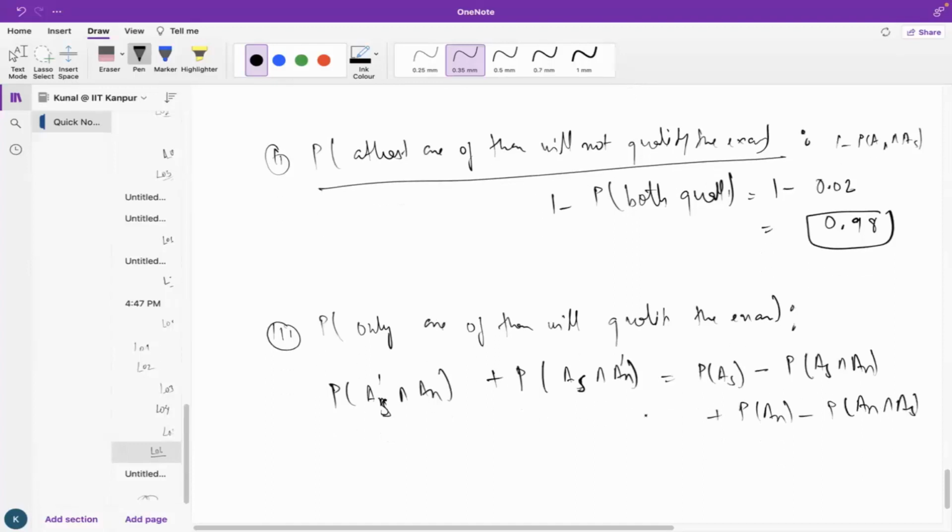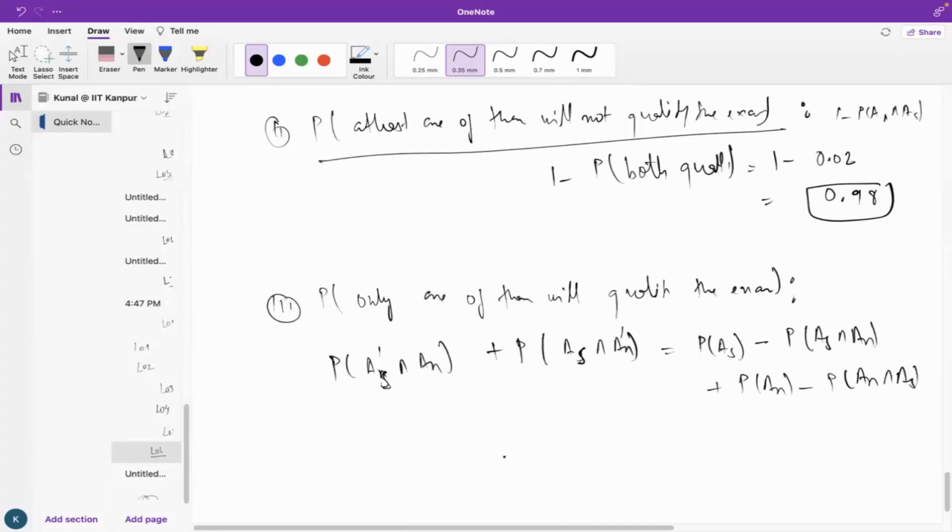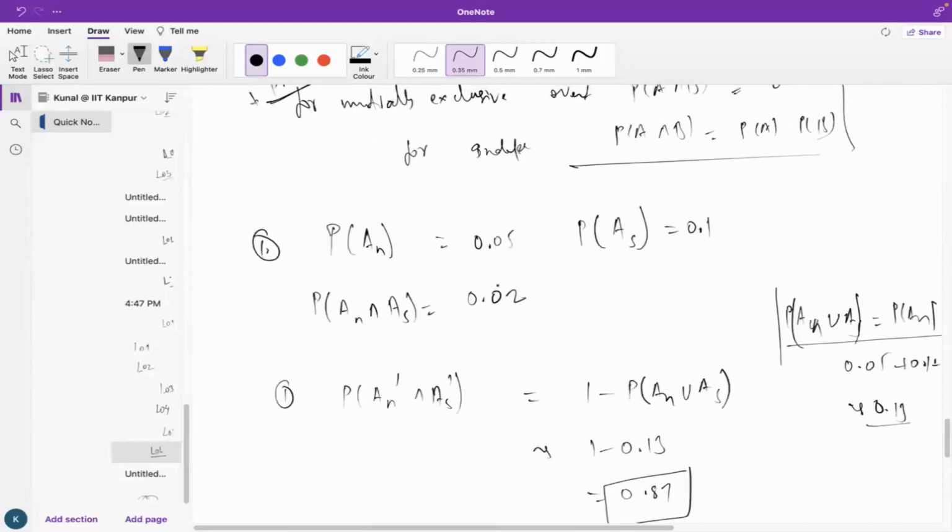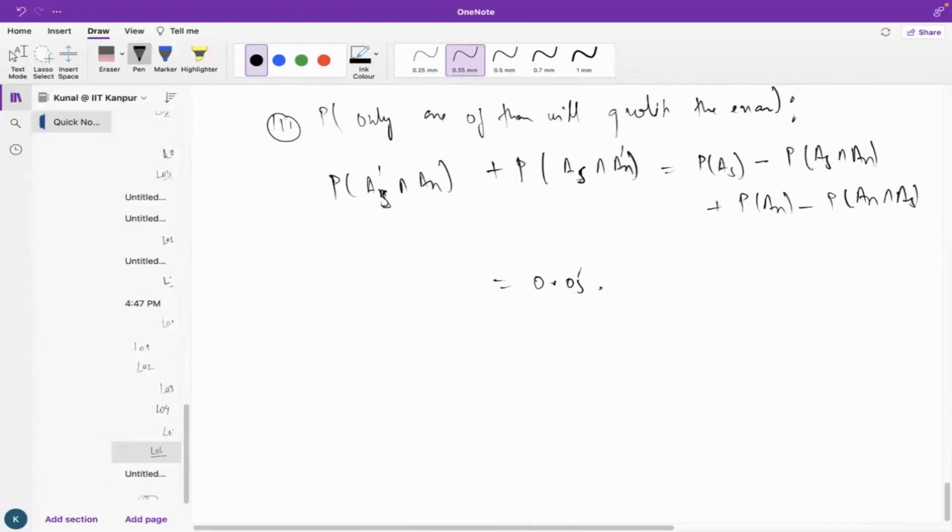So we are actually given this thing, right? What is actually given is 0.05. Look, the probability of passing of AS is given, and we have to subtract 0.02, plus 0.1 minus 0.02. So it will be counted as 0.1.